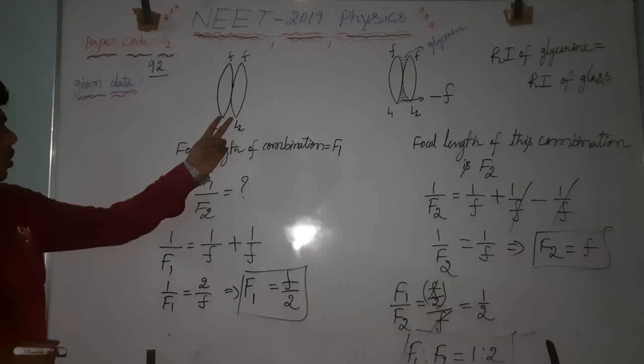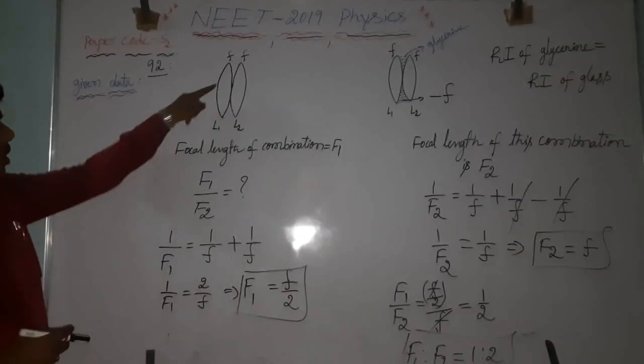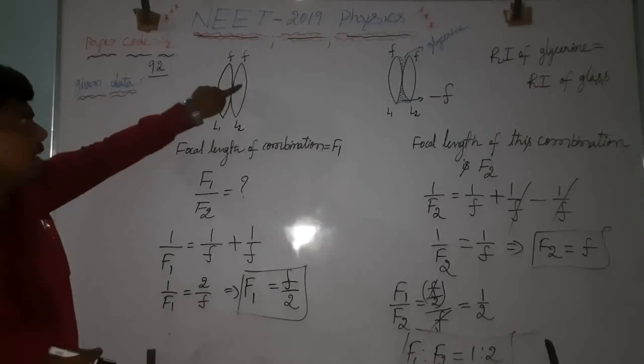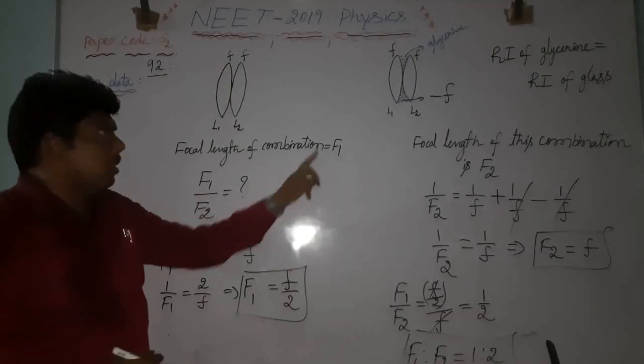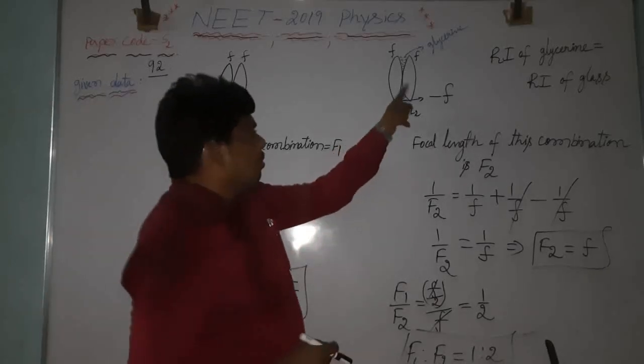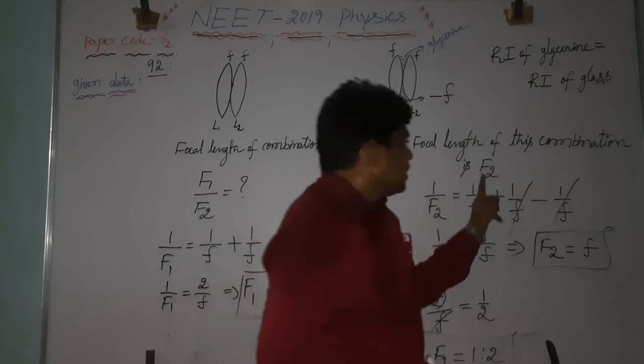They have given two convex lenses which are placed coaxially with each other. Focal length of the first lens is f. Focal length of the second lens is f. Focal length of the combination is given by f1. Now the space between the two lenses is filled with the glycerin. Now the focal length of this combination is f2.